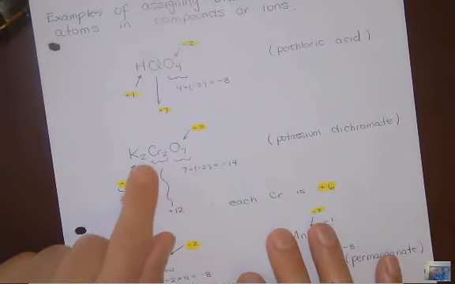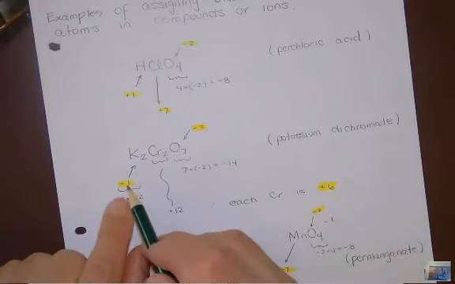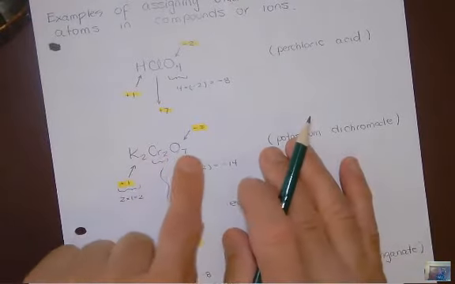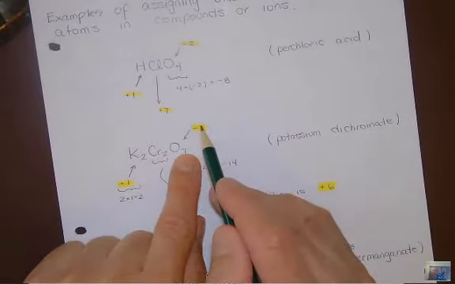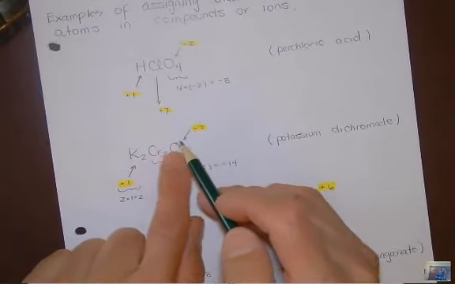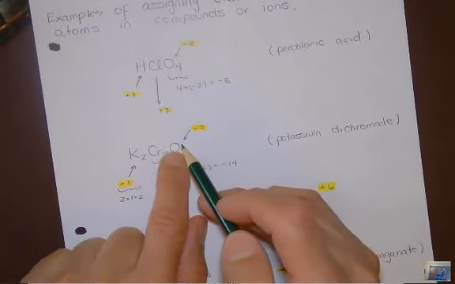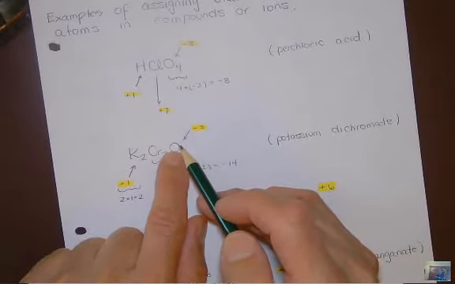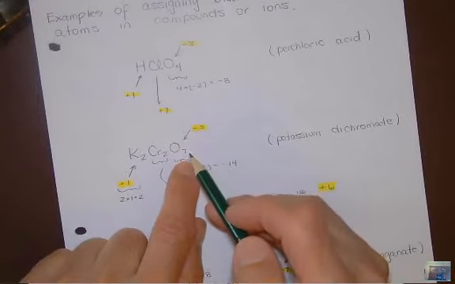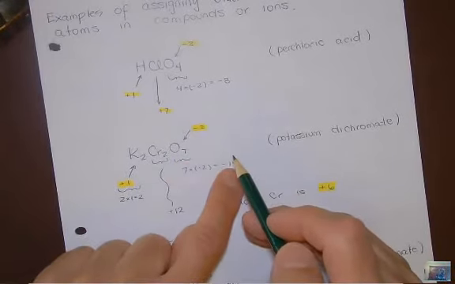So if it's +1, and there are 2 of them, 2 times +1 gives you a +2, so this part is +2. Then we go over to the oxygen side. Each oxygen is -2 for the same reason it was up here. It's the most electronegative element, and oxygen, unless it's in peroxide, which this isn't, is going to be -2. So -2 times 7 gives you -14.